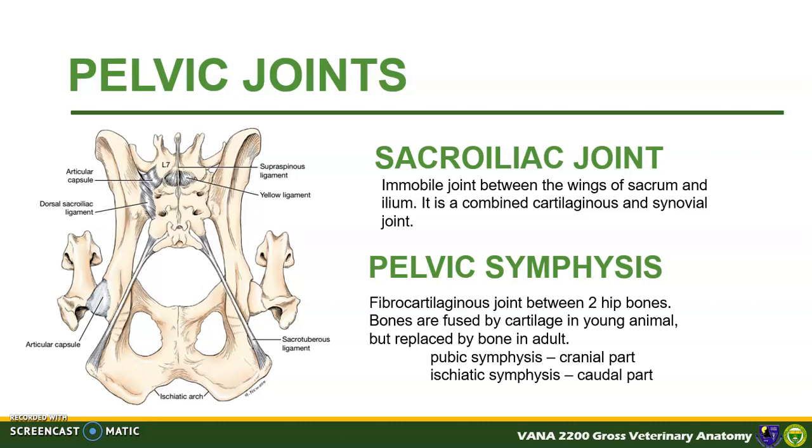The pelvic bones are joined together by the pelvic symphysis. This is a fibrocartilaginous joint between the two hip bones. Bones are fused by cartilage in young animals, but replaced by bone in adults. The cranial part is called pubic symphysis, while the caudal part is called ischiatic symphysis.